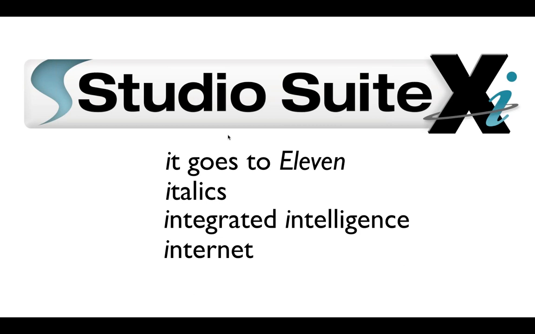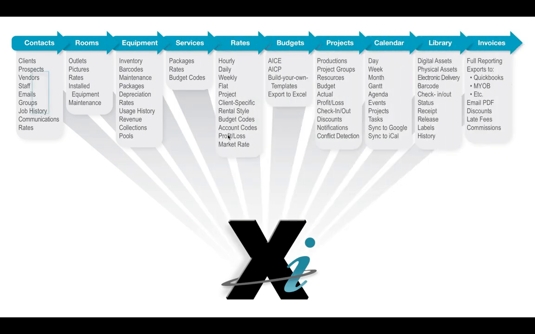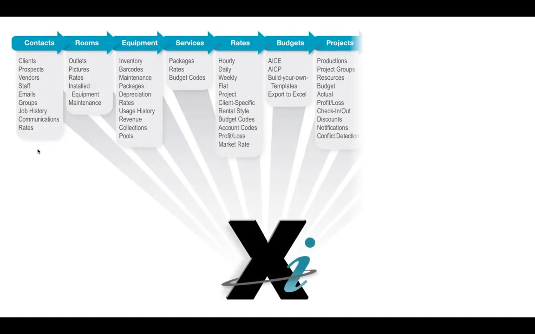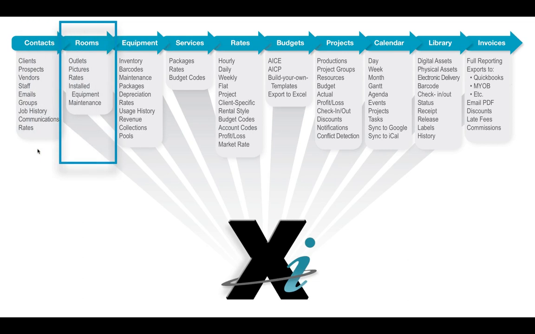And for our new users, I just want to do kind of a quick overview of some of the Studio Suite functionality, the kind of workflow that goes through. It starts off in contacts, where we've got clients and prospects and vendors and staff, and we keep track of the emails, also groups of contacts, the job history for everybody, communications, and also any client specific rates that are related. And then contacts can also be resources, and another type of resource is rooms, where we track all the different rooms, the outlets, the pictures of the rooms, the different rates, the equipment that's installed within that.